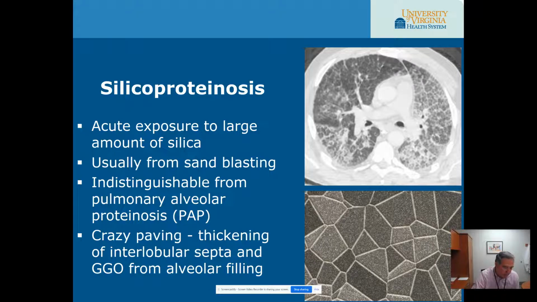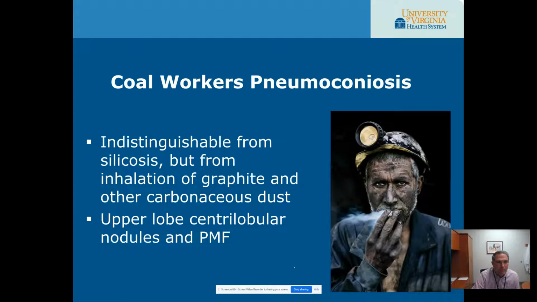These are diagnoses that you typically are given hints for, not something that I include routinely in a differential if I'm not given those hints otherwise. Good. Moving on to coal workers' pneumoconiosis. It's pretty indistinguishable from silica, but again, you typically are given that history, or at least hopefully at some point during the patient's care. Again, upper lobe centrilobular nodules and progressive massive fibrosis.